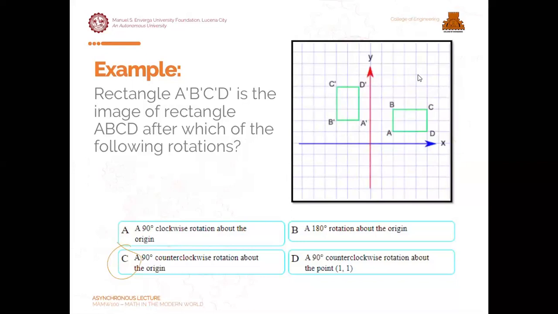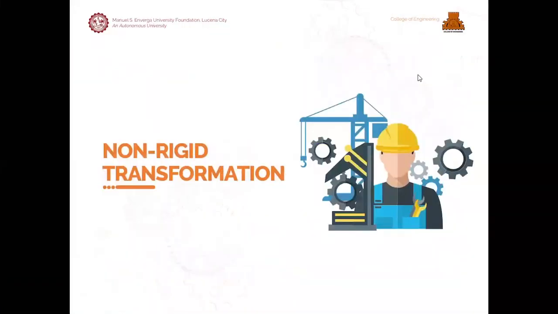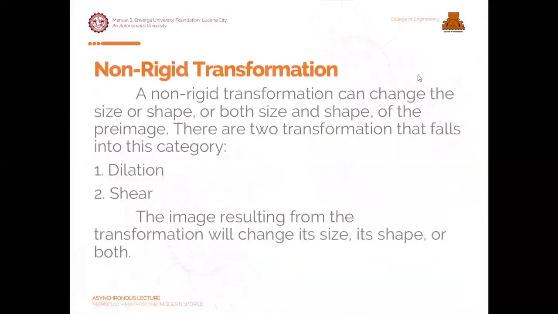So, yan yung mga rigid transformation natin. So, now let's go with non-rigid transformation. So, non-rigid transformation can change the size or shape or both size and shape of the pre-image. Okay? So, there are two transformation that falls into this category. So, yung dilation na tinatawag and shear. Okay? So, the image resulting from this transformation will change its size, its shape, or both. So, nagkakaroon ng change in size and shape.